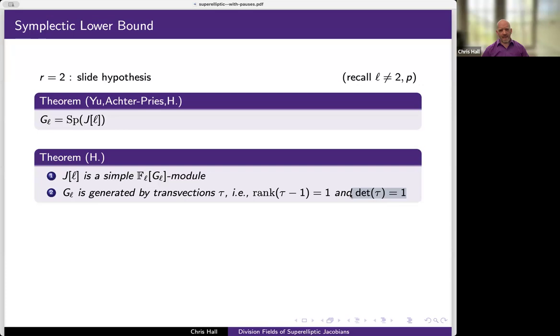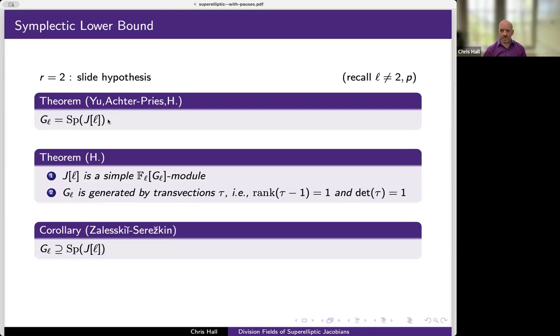Okay. And if we take this as a fact, that we understand the module is simple, we understand that it's generated by transvections, and moreover, we remember the fact that GL is contained inside the symplectic group, then we can apply a theorem of Zalesski and Serezhkin to conclude that actually we must contain the symplectic group as well. Okay, so on the previous slide, we had an upper bound. This inclusion went the other way. Now we're giving a lower bound, and in particular, we're really saying, yes, these two groups are the same, just as was claimed in the theorem.